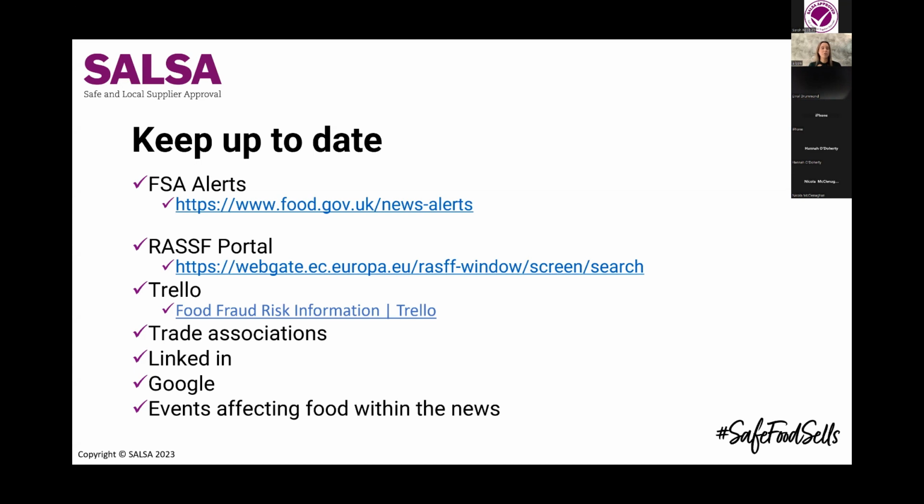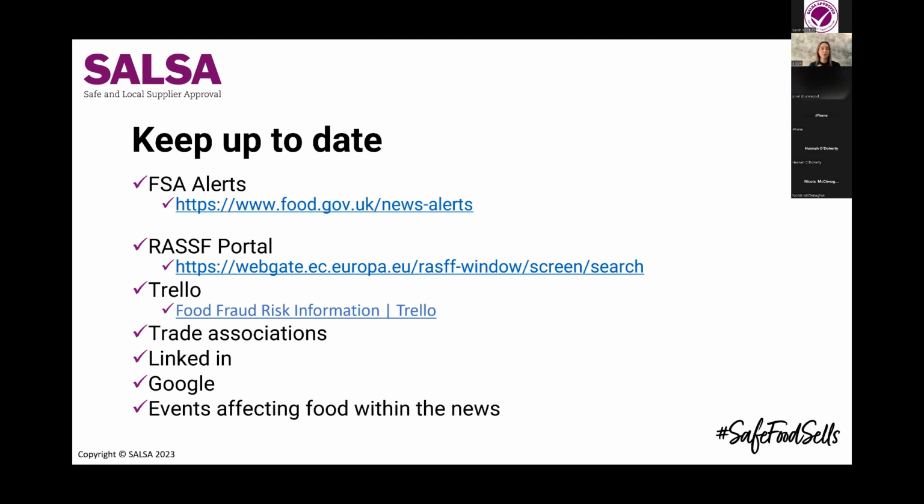There's something called Trello, which is really good. That's separated into different food categories, and it's got really good information on there that's user-friendly and easy to use, that tells you about food fraud risks, adulteration, and substitution. Then you might also be a member of a trade organisation, so they can keep you up to date with things going on in the industry. And LinkedIn's quite a good one as well, because there's lots of information on there. So that's another way of keeping up to date.